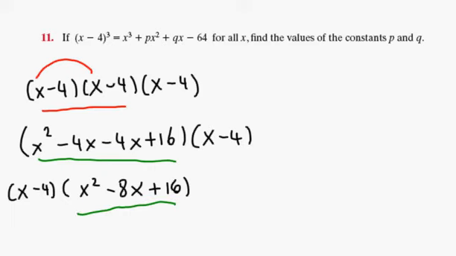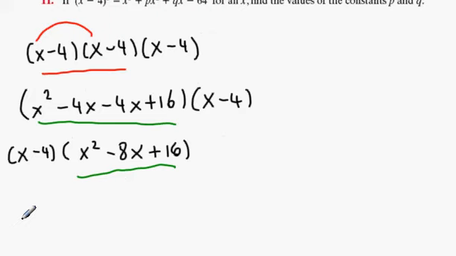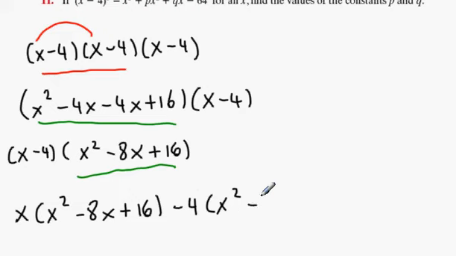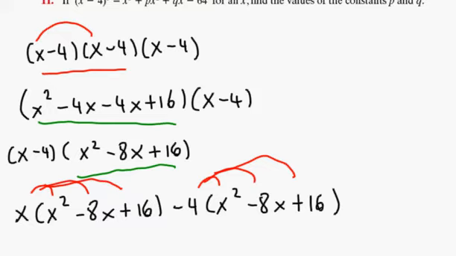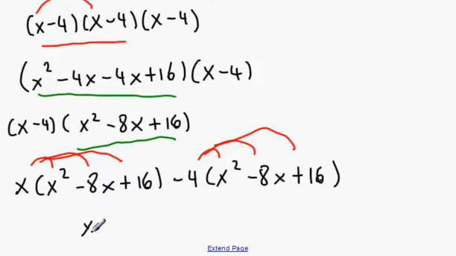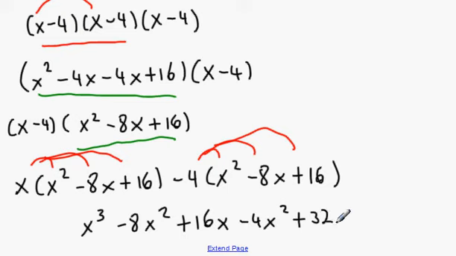Now, to do this one, I'm going to do an extra step, because sometimes a lot of people make easy errors here. x into x squared minus 4x plus 16. Minus 4 into x squared minus 4x plus 16. Each arrow means multiplication. And what's going to happen here is you're going to get x cubed minus 4x squared plus 16x minus 4x squared plus 32x minus 64.